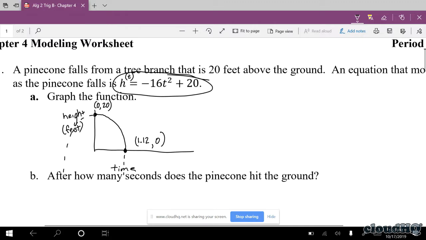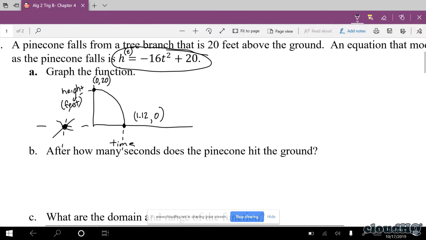0.20 was the vertex. There would be an x-intercept back here, but do I care about this x-intercept? No, because that's when time is negative. That doesn't really make sense. You'll see that on the parabola in the graphing calculator, but I don't care about that. It doesn't pertain to the problem. So once we have our graph, we should be able to go and answer the questions now.